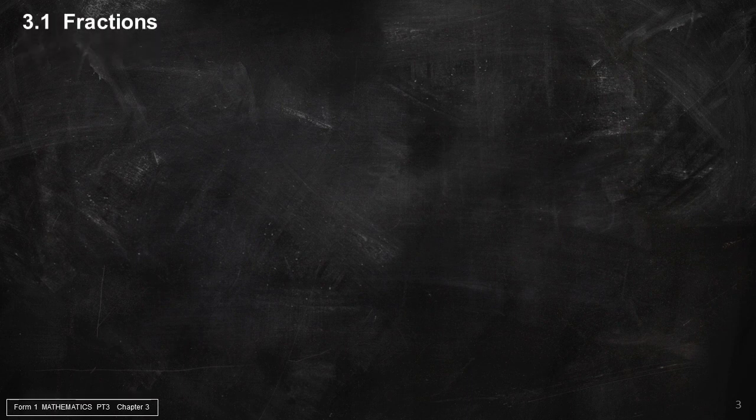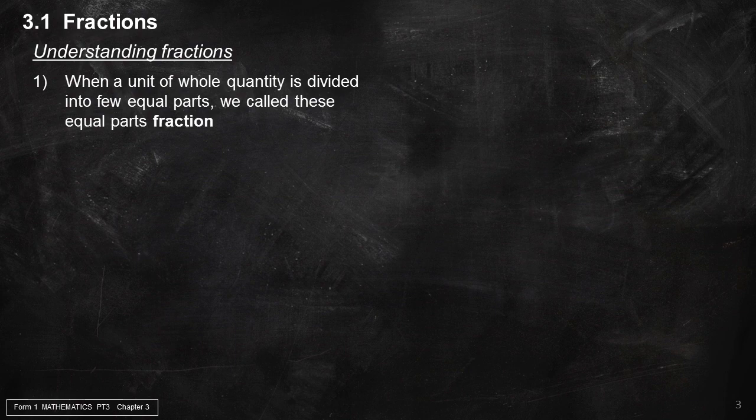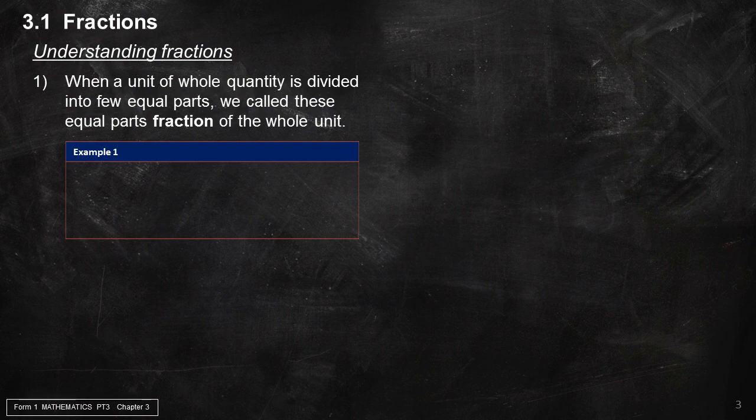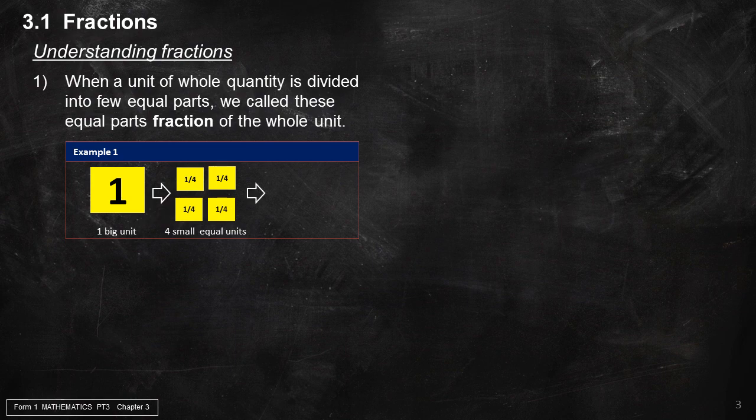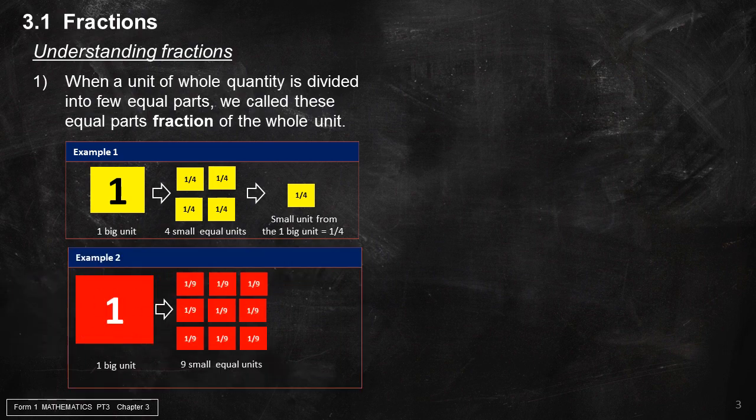3.1. Fractions. Understanding fractions. 1. When a unit of whole quantity is divided into a few equal parts, we call these equal parts fractions of the whole unit. Example 1. When one big unit is divided into 4 smaller and equal units, this small unit is called 1/4 of the big unit. Example 2. When one big unit is divided into 9 smaller and equal units, this small unit is called 1/9 of the big unit. When 2 small units of 1/9 are added, it will become 2 larger units, or 2/9.